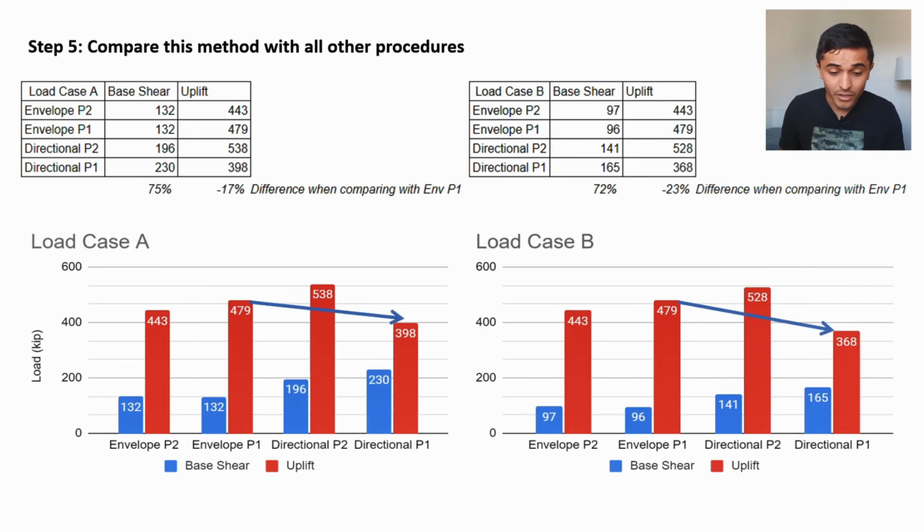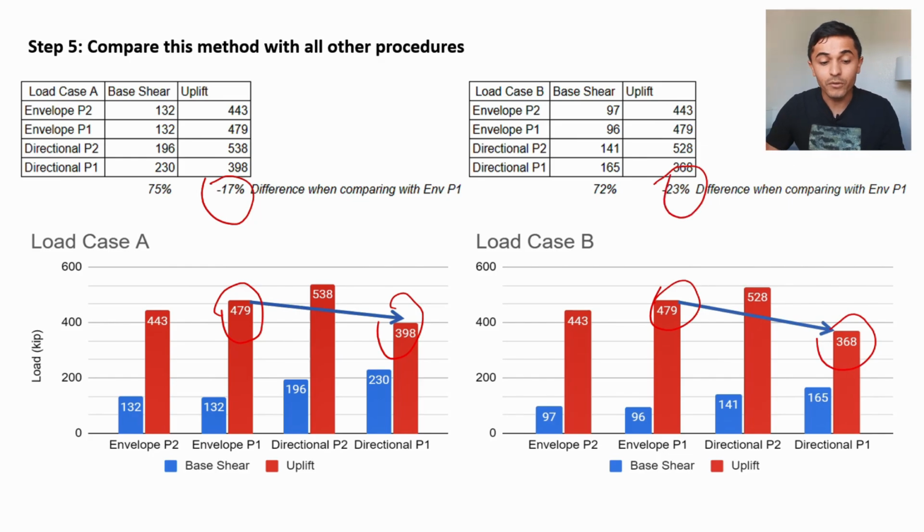For base shear in both conditions, I went from 479 to 398 for load case A. And this, not for base shear, sorry, for uplift, this really decreased my uplift by 17%. And then for load case B, I decreased my uplift 23%, which was a little bit surprising to me because I thought that the uplift was actually going to increase because the base shear increased, as we're going to see here, that in envelope part 1, I had only 132 of base shear, it increased 75%.